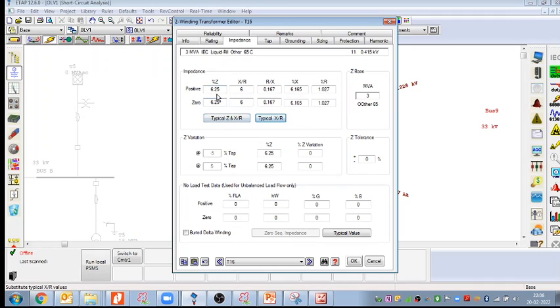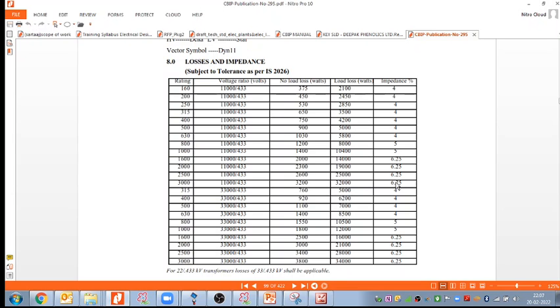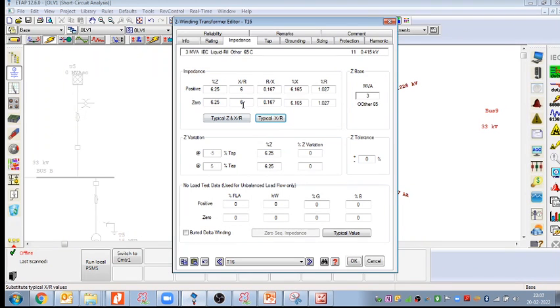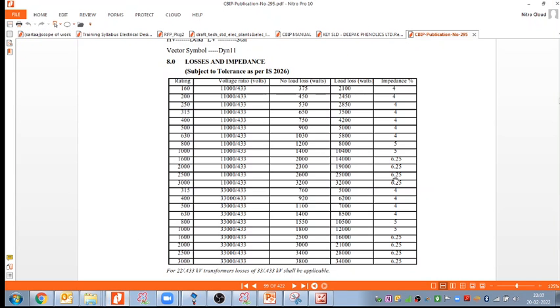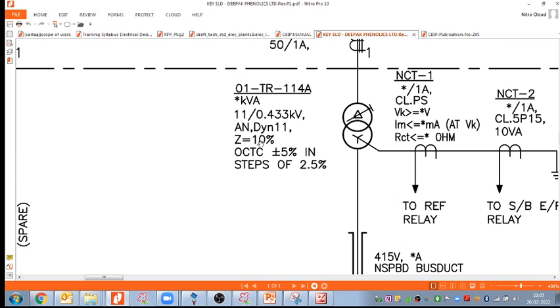Yes, typical. You see 6.25 right now. Typical as per the IC, 6.25. That matching 6.25, right? So when you perform the calculations taking 6.25, then click on OK, the fault current was coming 70 kiloampere, which was not acceptable, right? Very high fault current. So what I did here, in place of taking this value as per the standard, we have taken this 10 percentage impedance here.